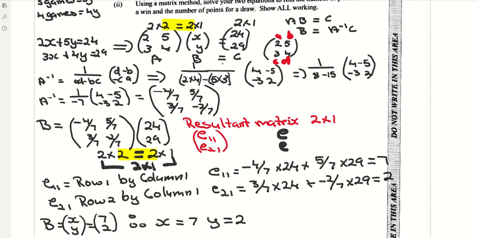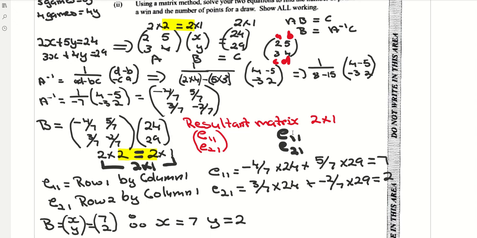This one is row 1 by column 1. This E here is row 2 by column 1. So we know that E11 is row 1 by column 1 and E21 is row 2 by column 1. This position here tells us what we have to multiply to get this element. I call it element, right?